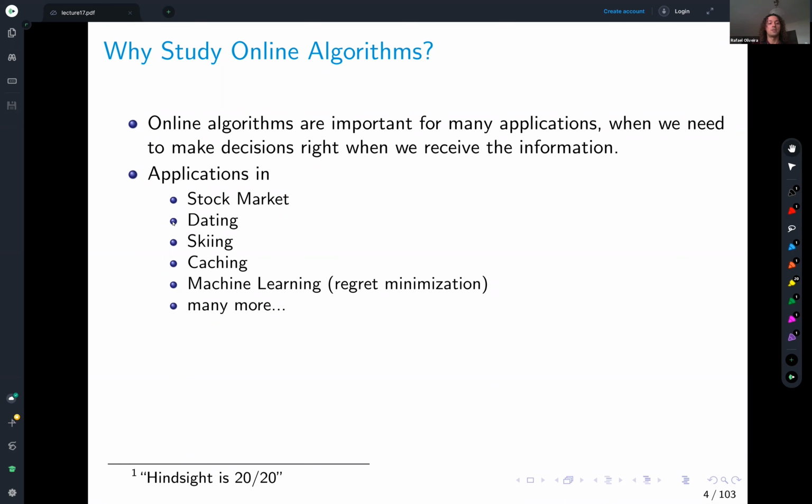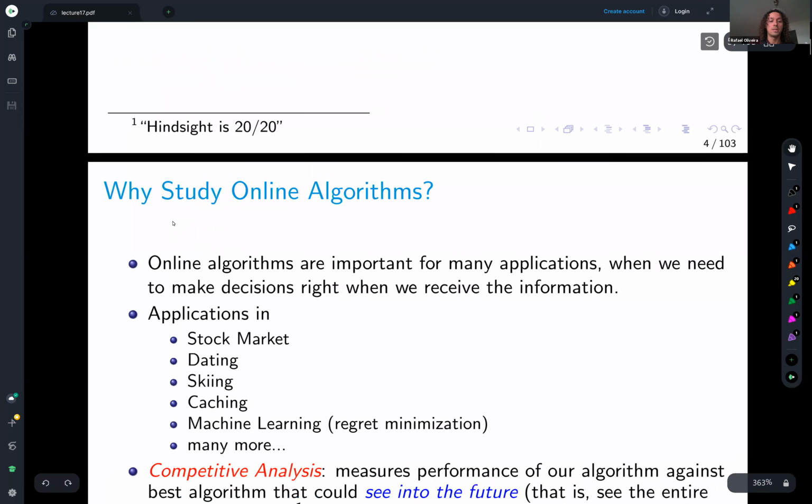So we have applications in the stock market, and then in dating, applications in skiing, applications in caching, as we're going to see, and applications in machine learning, for example. This goes sometimes by, well, there are many instances, but one of them is regret minimization, and many more. So the setting is quite important.